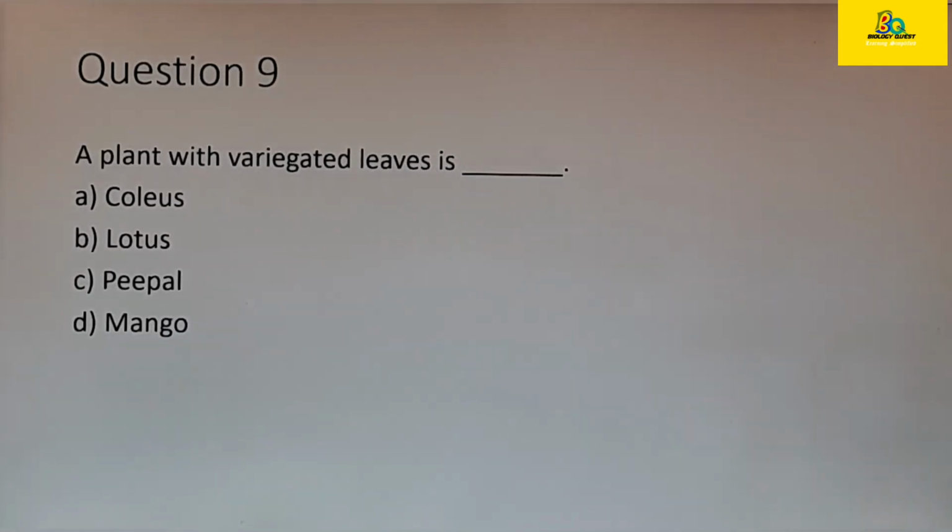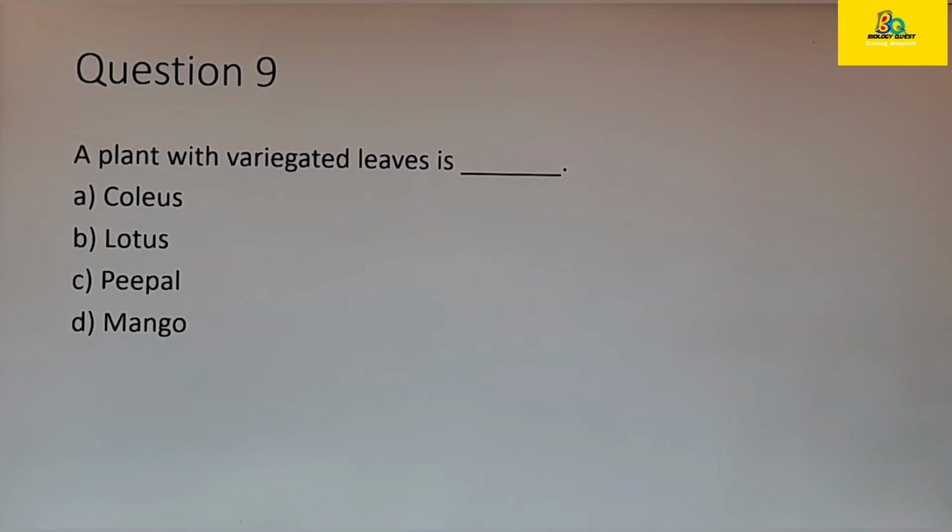Question 9. A plant with variegated leaves is. What is meant by variegated leaf? A leaf having both green and non-green parts on it. So, which is the plant having variegated leaves? Options are coleus, lotus, peepal, mango. Answer is option A, coleus.